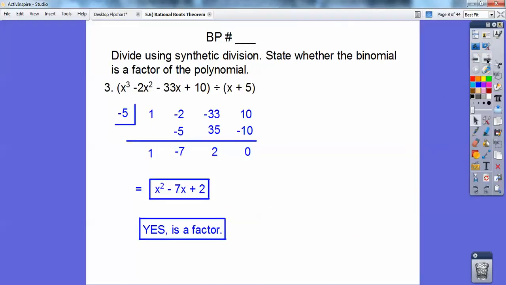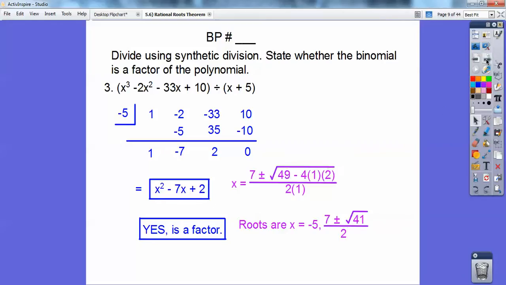Okay, on number 3, when I divided by negative 5 synthetically, I get this quadratic right here, x squared minus 7x plus 2. Yes, the remainder is 0, so yes, it is a factor. Again, it's not asking for it, but if it asks for the roots, this doesn't factor, so I would use the quadratic formula and I'd get those roots: negative 5, and then 7 plus root 41 over 2, and 7 minus root 41 over 2.